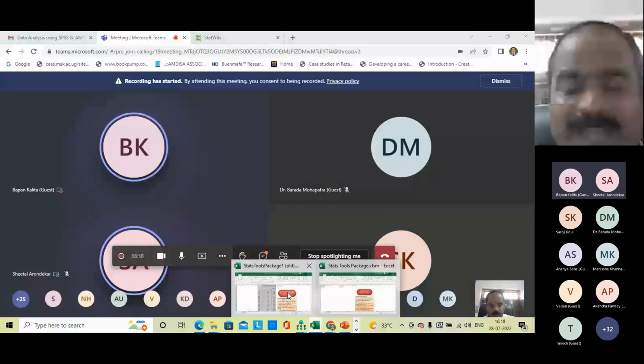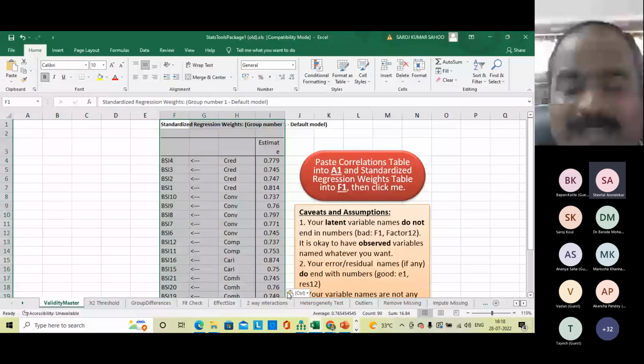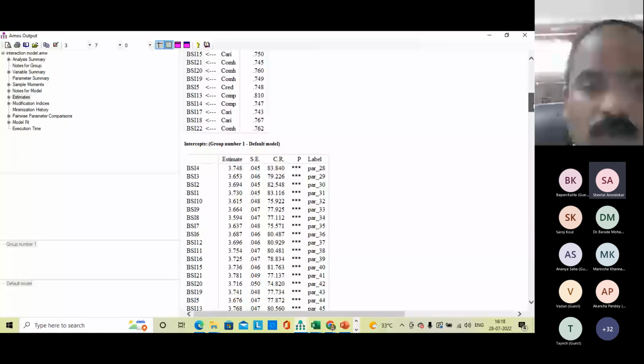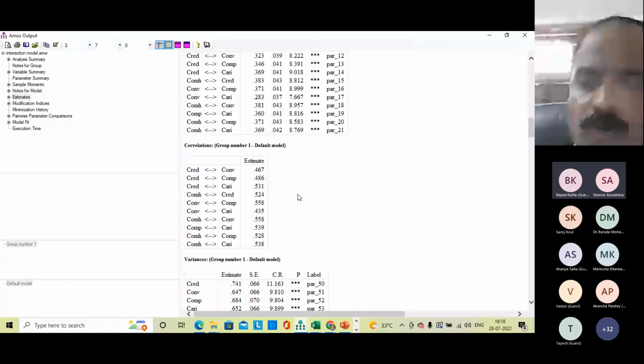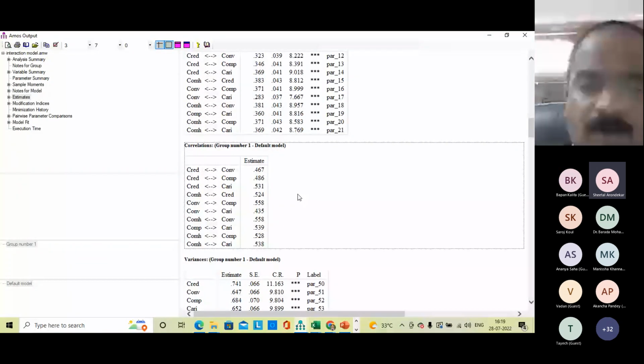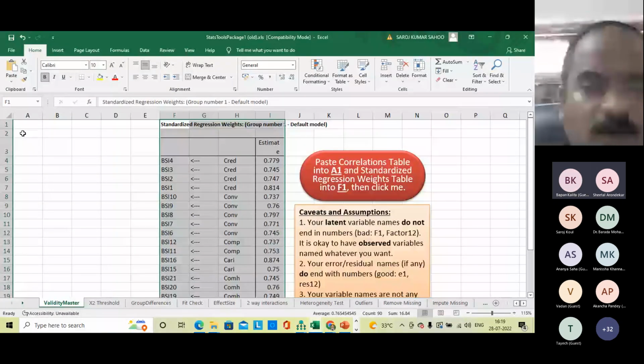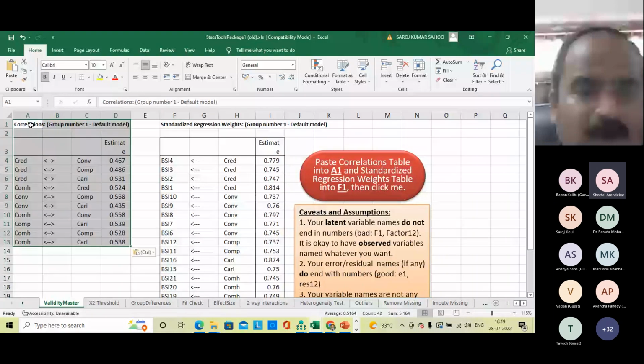Now, the first job is over. Now go to the second job. Go to the output file of AMOS. Then go to the correlation table. Go to the output file of AMOS. Go to the correlation table. Make a left click, then right click, then copy. Then paste in A1. I have pasted it.